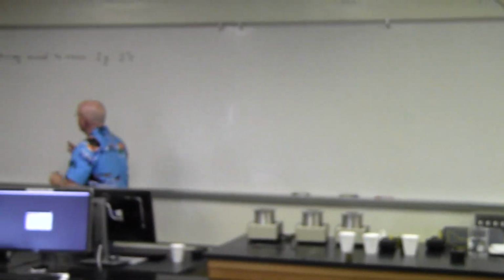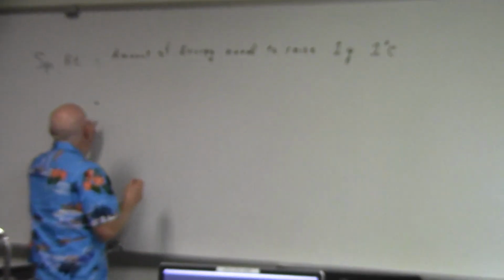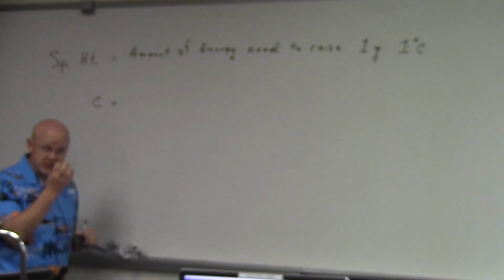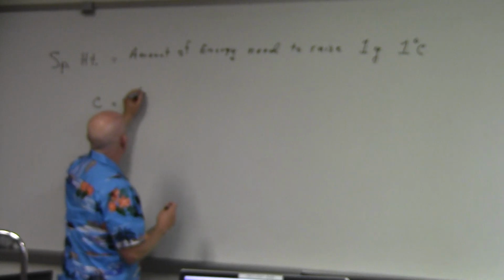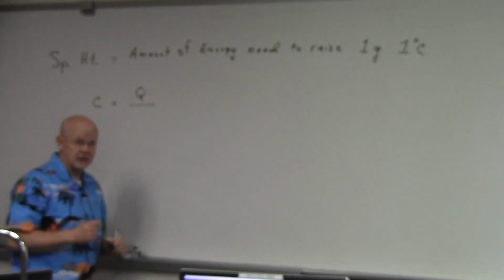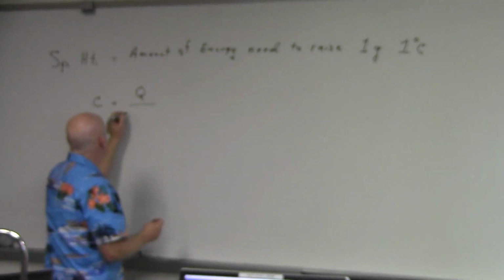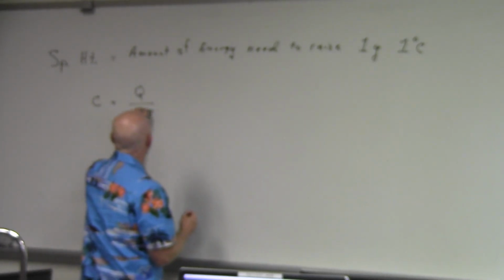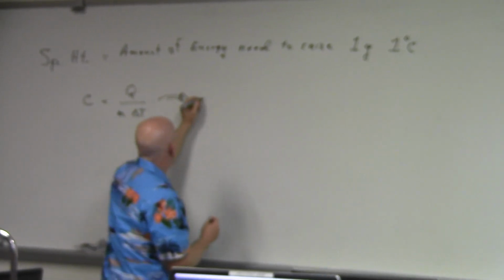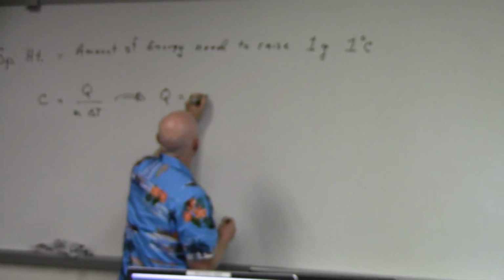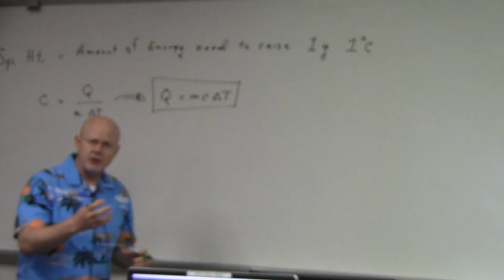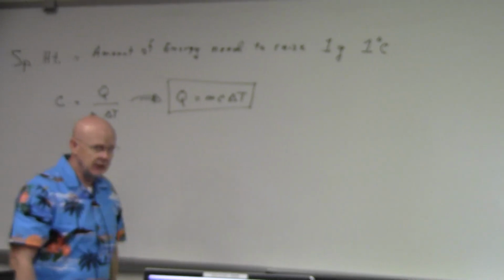Now, let me change these words into an equation. Here's your equation. The symbol that you've learned for specific heat is the symbol C. The symbol for heat is Q. And then per gram, so I'll put M for mass, and delta T. This equation, of course, becomes Q equals MC delta T. That's my review here that I think you already saw in class.